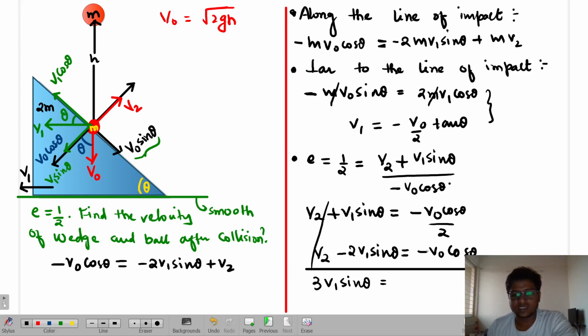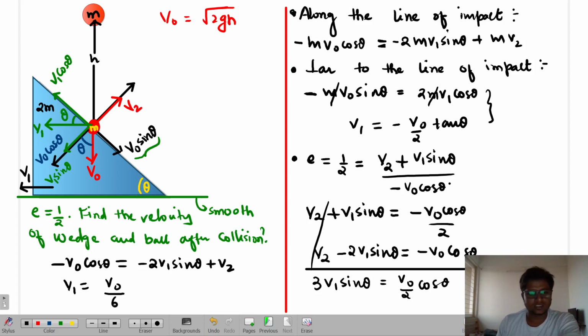So this will be twice V naught minus V naught. So V naught by 2 cos theta. So V1 is going to be equal to V naught by 6 cot theta. Are you able to get me or not? So that is your equation.